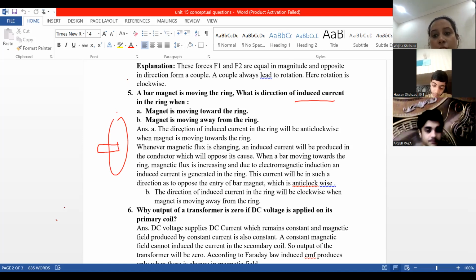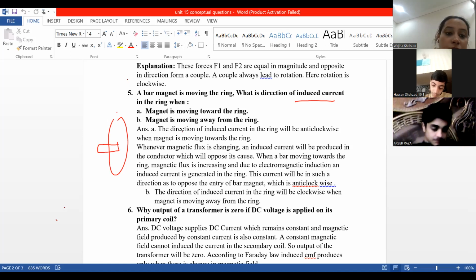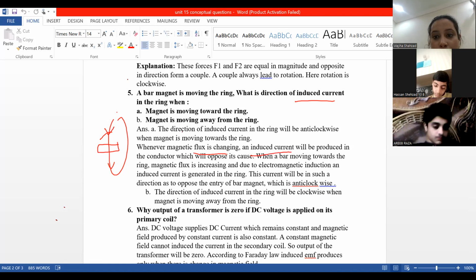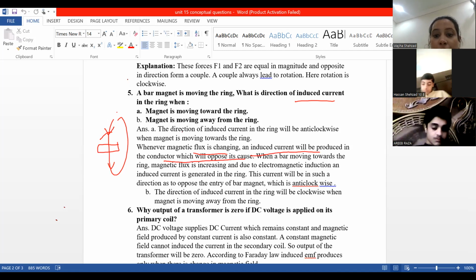The direction of induced current in the ring will be anti-clockwise when the magnet is moving towards the ring, right? So whenever we are moving the magnet towards the ring, the direction of the current will be like this. It is in downward direction. This downward direction is known as anti-clockwise direction. Now we will see how this induced current is in anti-clockwise direction. When a magnetic flux is changing, an induced current will be produced in the conductor which will oppose its cause. When the bar magnet moves towards a ring, magnetic flux is increasing and due to electromagnetic induction, induced current is generated in the ring. This current will be in such a direction as to oppose the entry of the bar magnet.